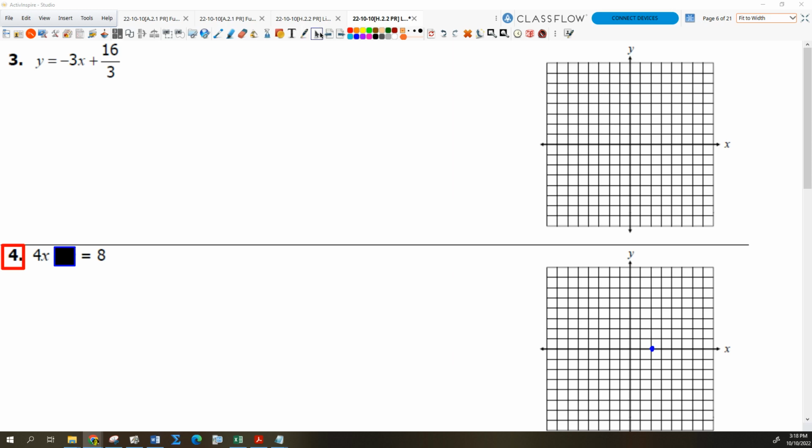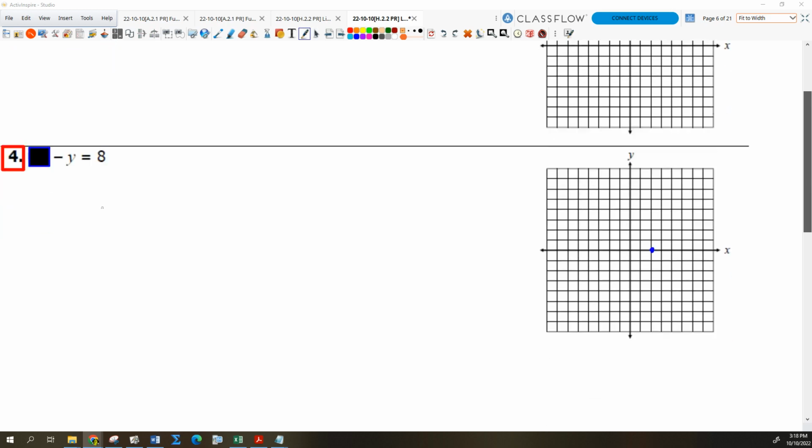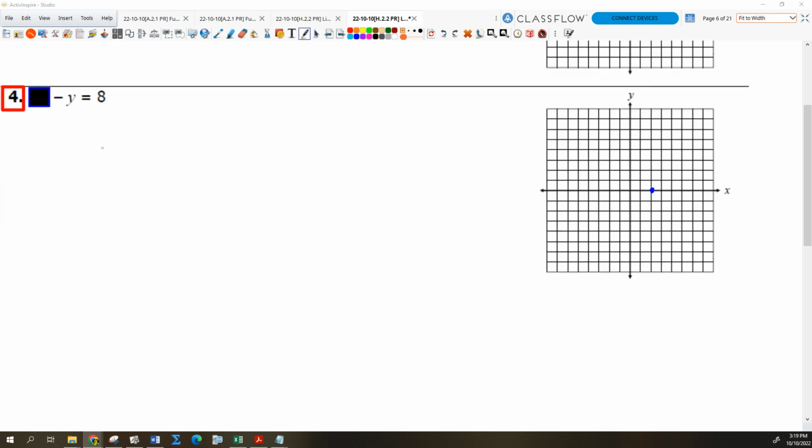Okay, if I want to find the y-intercept, I cover up the 4x, right? I cover up the x term. So negative y equals 8. That means y equals negative 8. Okay, and so we've got another point on the y-axis at negative 8. And I just connect and extend, and I'm done. Okay? Got it? Everybody good there?